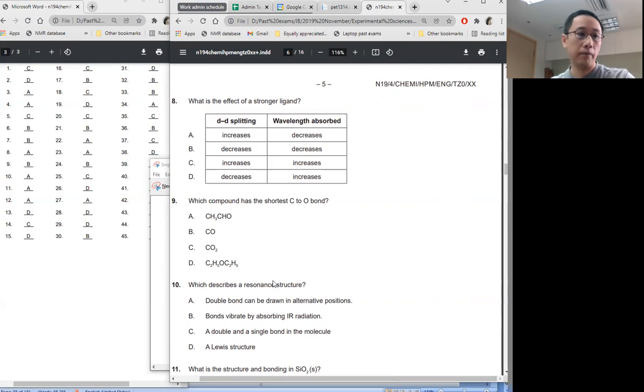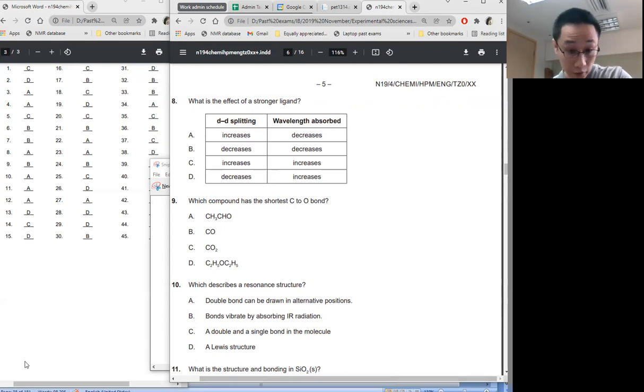Depending on the geometry, the D orbital will split into 2 or more energy levels. The splitting depends on the property of the ligand. A strong ligand in IB causes a larger D-D splitting, which means that more energy is required to promote an electron from some lower level to some higher level. And then to cause a high energy transition, you need the atom to absorb short wavelength, because photon theory states that energy is inversely proportional to wavelength. Therefore, the answer is A.